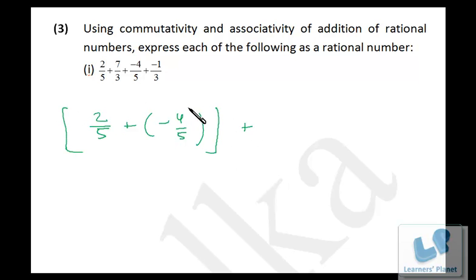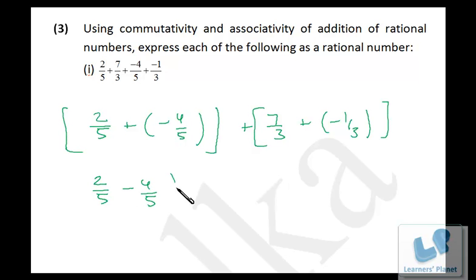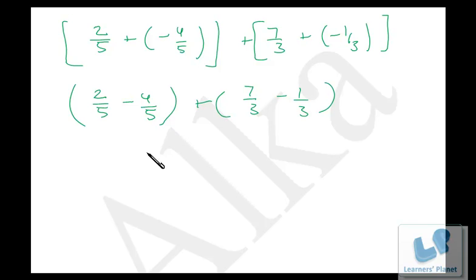Okay, then here and here the denominator is 3, so we take these two terms together. Since the addition of rational numbers is commutative and associative, now we simplify this bracket and this bracket as well. So it's 2 by 5 minus 4 by 5, and this is 7 by 3 minus 1 by 3. Now, in this case, the denominator is the same, so we can add as it is.